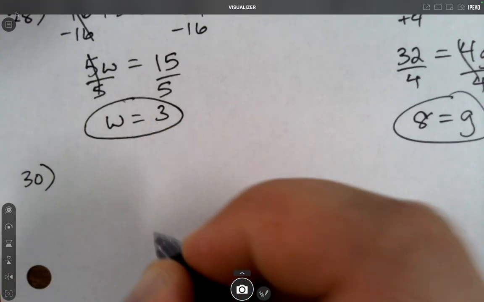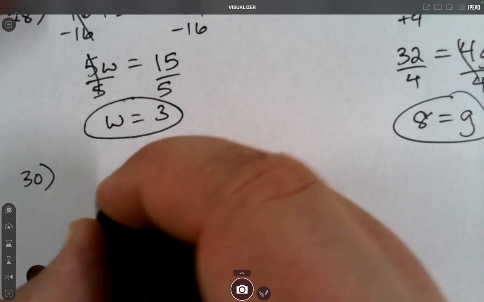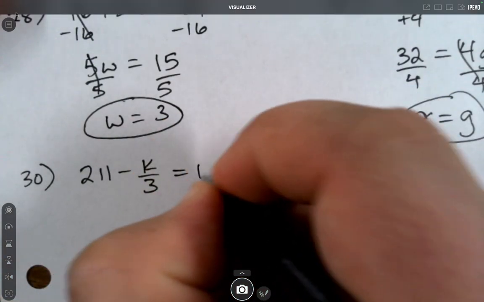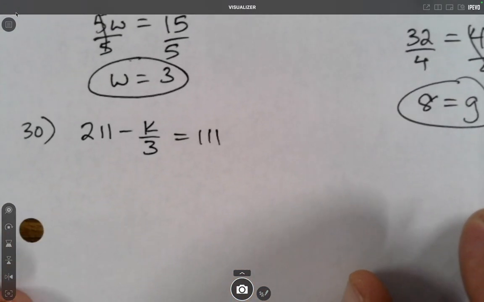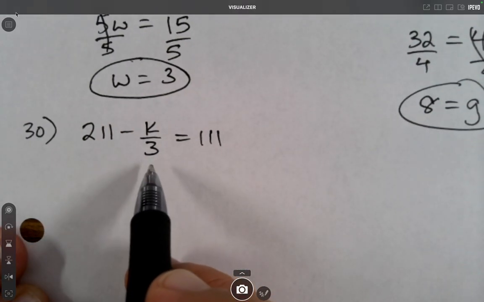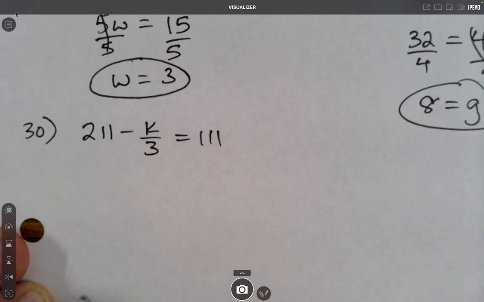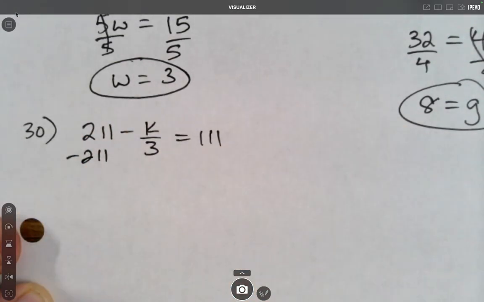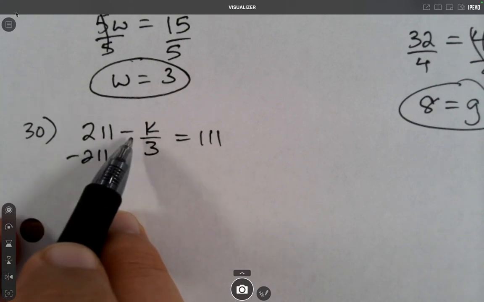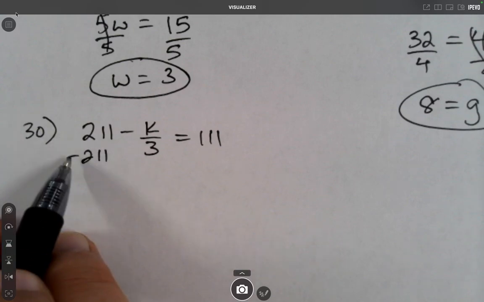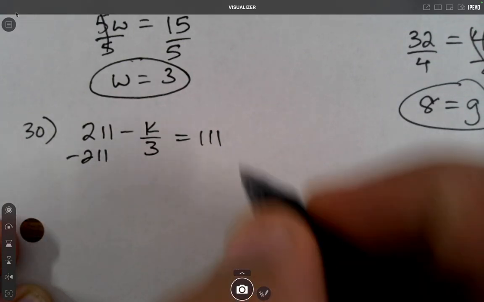Okay, number 30. 211 minus k over 3 equals 111. So this is one that divides just a single term. When there's division in just a single term, we still add or subtract first, but our second thing to do is to multiply. So we'll first subtract 211 from both sides. The reason I'm subtracting is because I ignore this. This has nothing to do with the 211. It's a positive 211, so to cancel out, get rid of it, I have to subtract 211.